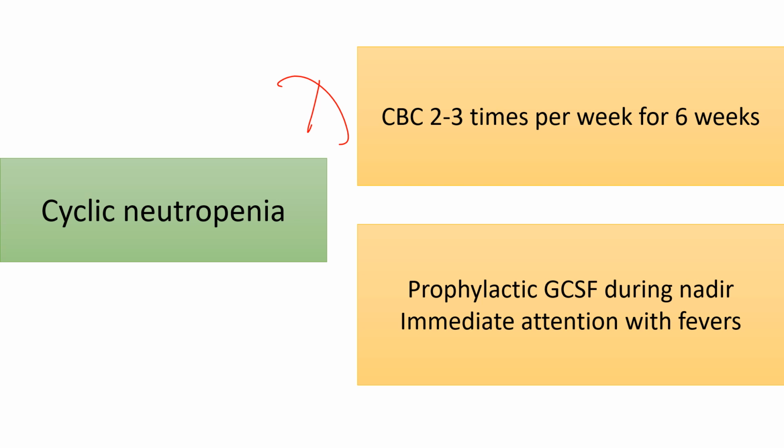In order to establish the diagnosis of cyclic neutropenia, we need to order CBC 2 to 3 times per week for 6 weeks. And the treatment here is prophylactic granulocyte colony stimulating factor during nadir and immediate attention with fevers.